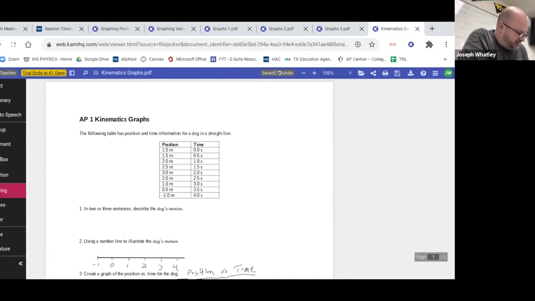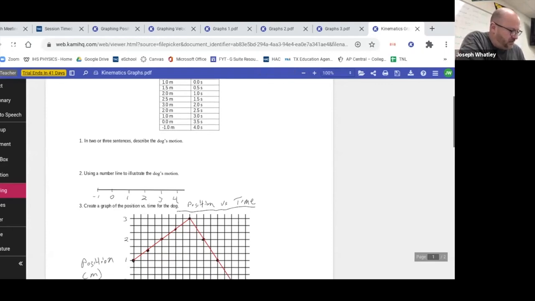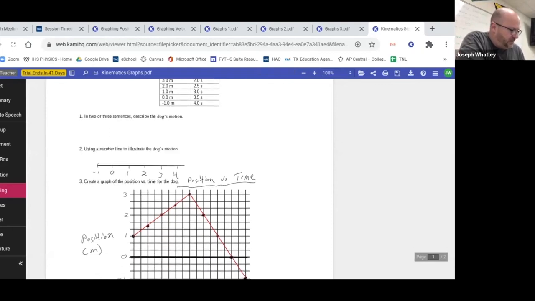Kinematics graphs, they give us a data table. In this data table, we can see that we've got position versus time. And it says, in 2 or 3 sentences, describe the dog's motion. Before I start describing it, I like to graph it because I can actually see what's going on. So we're going to hold off on number 1 just for now so we can get the graph done first. Number 2 says, use a number line to illustrate the dog's motion.